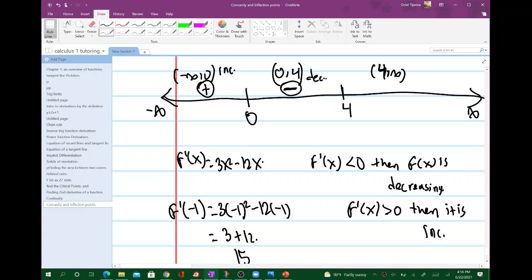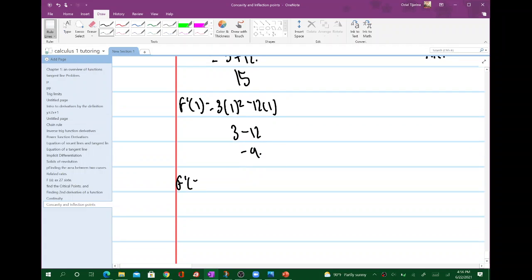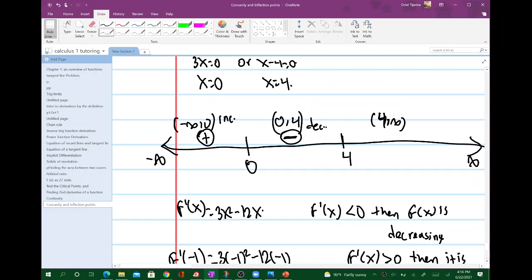Now 4 to infinity, we can choose x equals 5. So f prime of 5 will be 3 times 5 squared minus 12 times 5, which is 3 times 25 minus 60, which is 75 minus 60, which is really positive. So that means that here it's increasing.